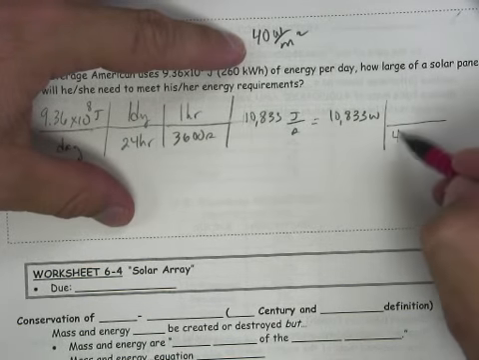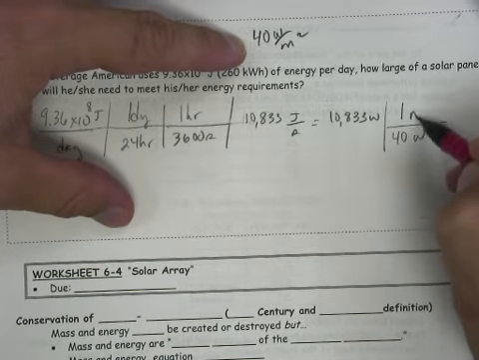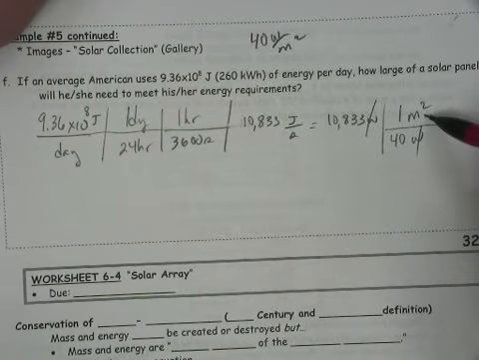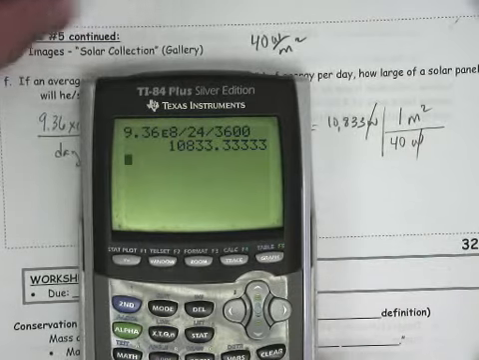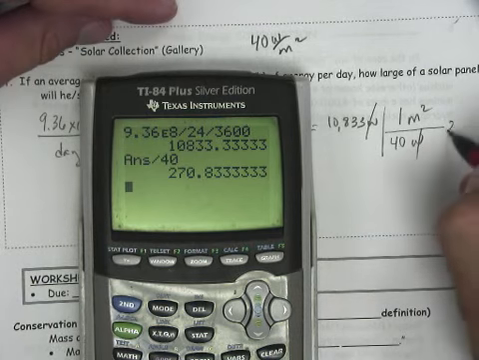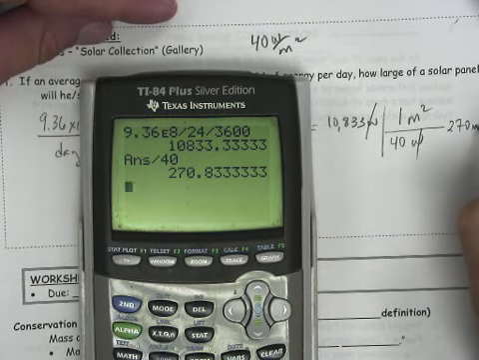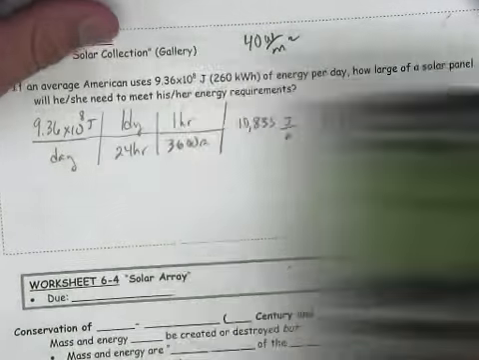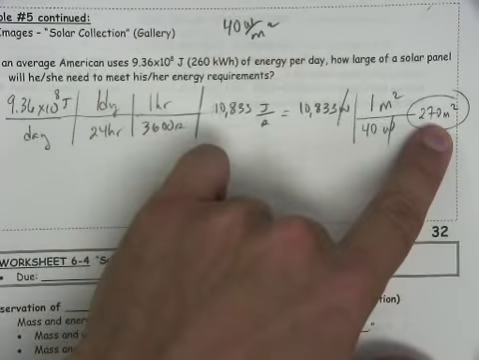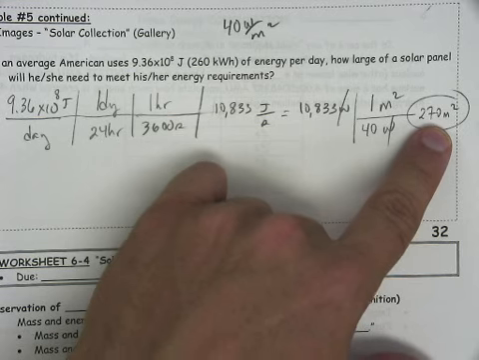So 40 watts per square centimeter. Notice what happens to my watts. They cancel out, and I'm left with how big of an area I need. So I'm going to take that 10,833 and divide by 40, and I get 270 square centimeters. I'm sorry, square meters. Now, you might ask, how big is that? Is that the size of a roof?